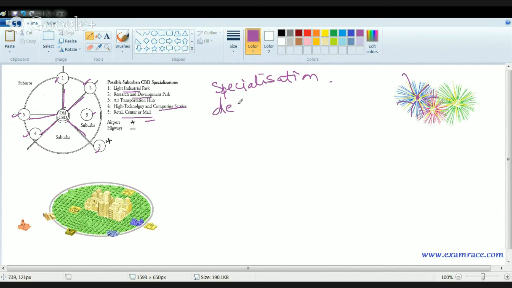Then the most important thing here is decentralization. So you are trying to decentralize things. Now since you are decentralizing, another important concept is that the decentralization is taking place far from the CBD. Since it is far from the CBD, the cost of land is low.